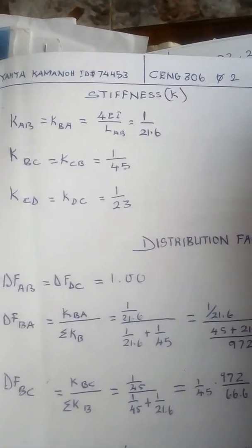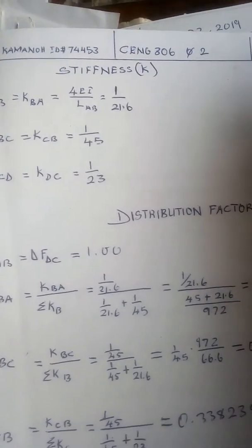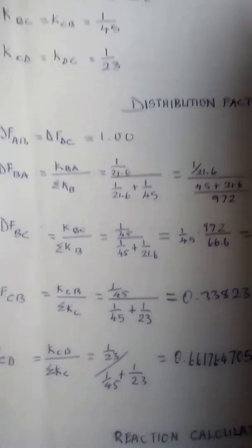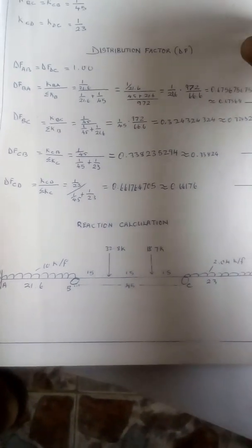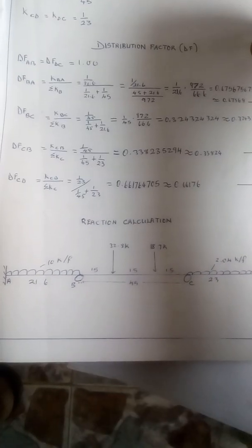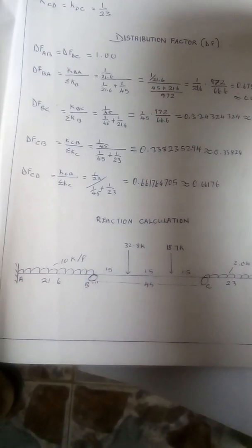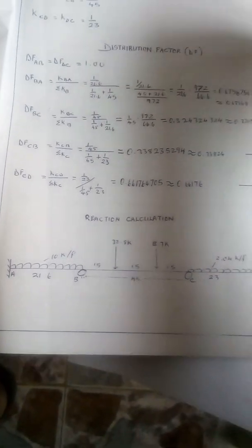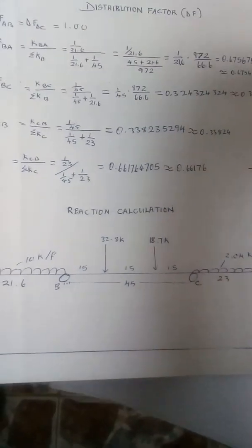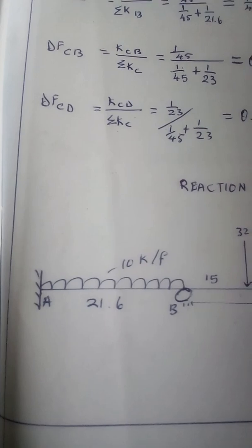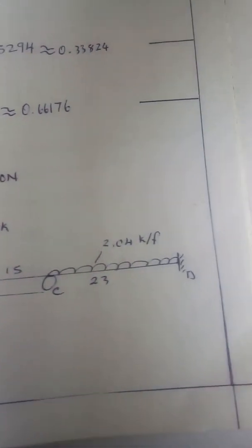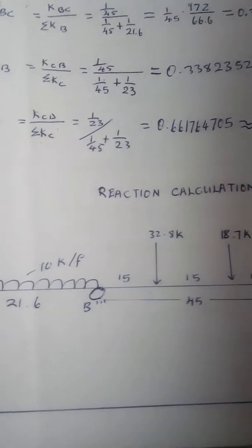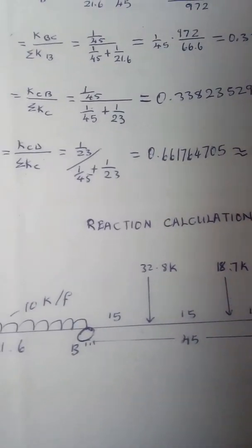This particular time we'll discuss the application of the moment distribution procedure to the analysis of continuous beams. So when you look at a beam, it's a 3-span beam, span AB, span BC, and span CD. So for 3 spans, how do we begin?